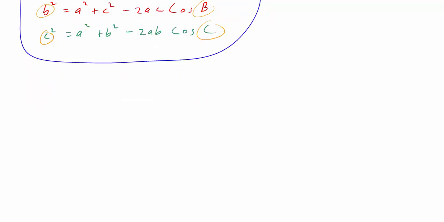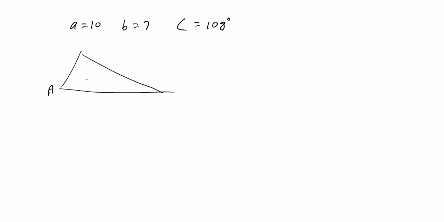So let's look at an example of how we can use this side, angle, side with the law of cosines. Let's say that we're given A is equal to 10, B is equal to 7, and angle C is equal to 108 degrees. Well, once again, we want to draw and label our triangle. So we have A, B, and C.